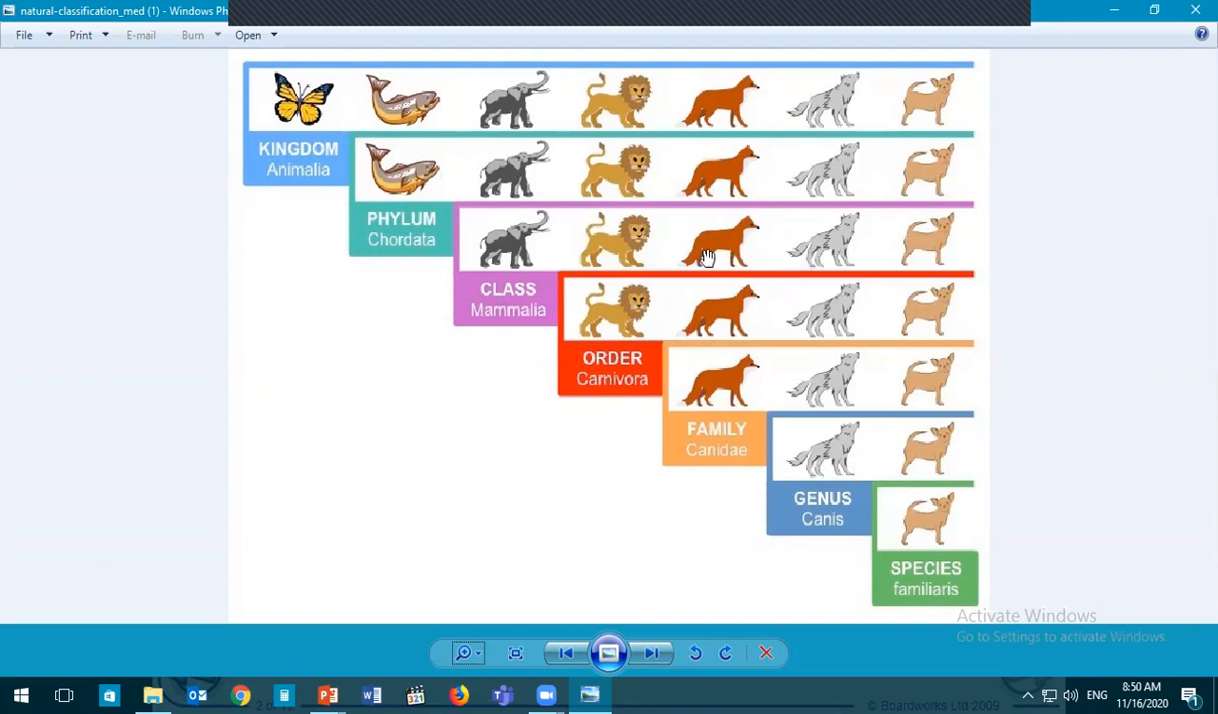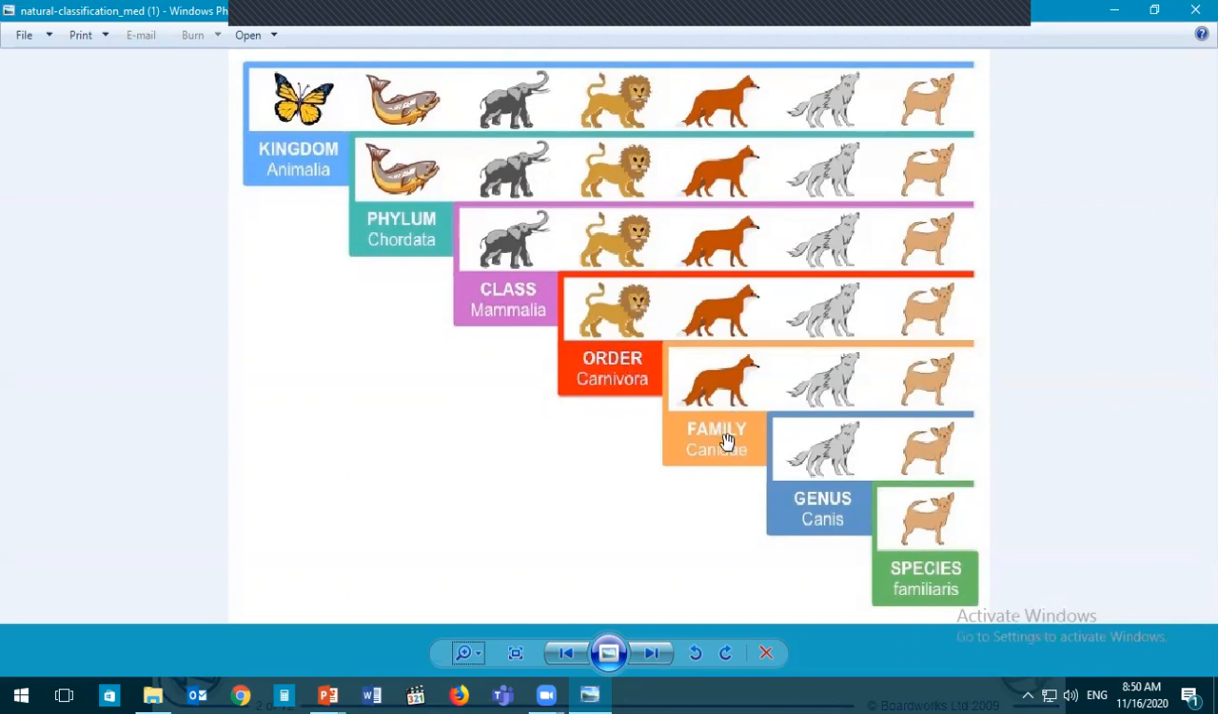Now we want to get those animals into a new group that includes only the animals that can eat meat, the carnivores. So what do you think will be taken off, or will be removed? The elephant, because elephants eat plants only, or herbivores. So now we have another group, which is order, including only the animals that can eat meat.